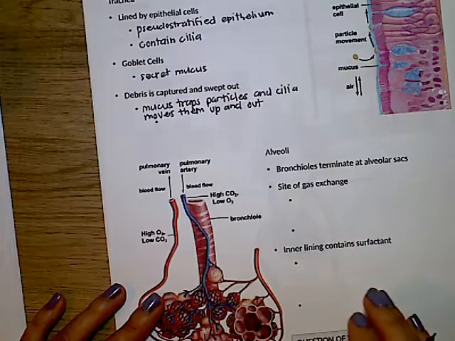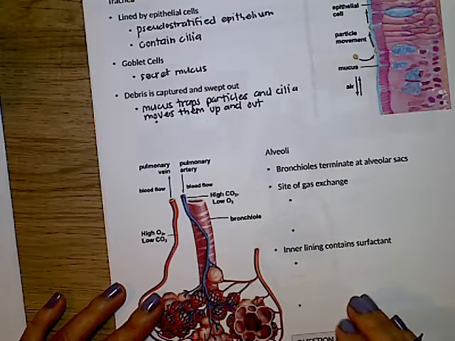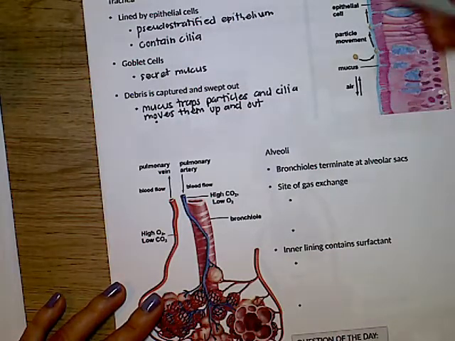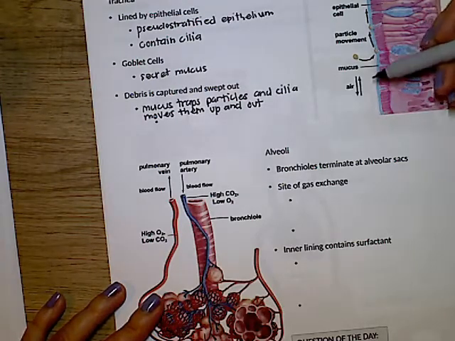And we call this the mucociliary escalator because that's just what it sounds like. You've got the mucus, you've got the cilia, sweeping these things up and out of the respiratory system.